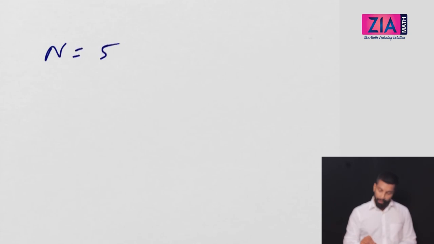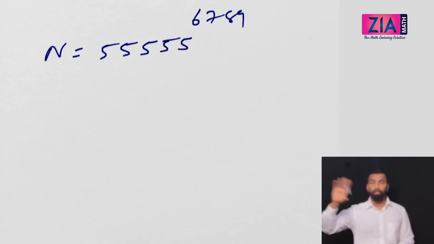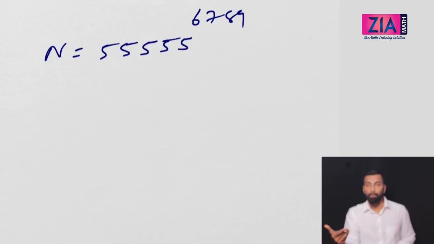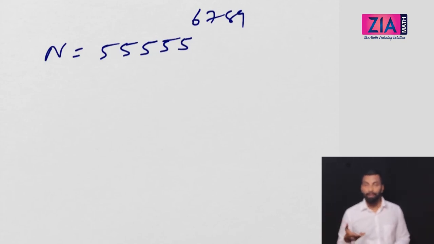And now let's suppose you have a question. I have a number n equal to 55555 raised to 6789. That's a big number, a huge number. So let me make a story out of it. That's how you can make a question. You have a number which can't even be written on the board. It is very difficult to write, right? So you don't know what this number is, in fact.